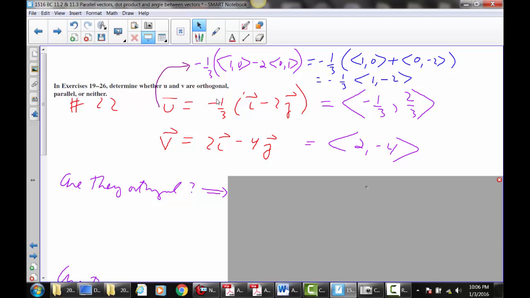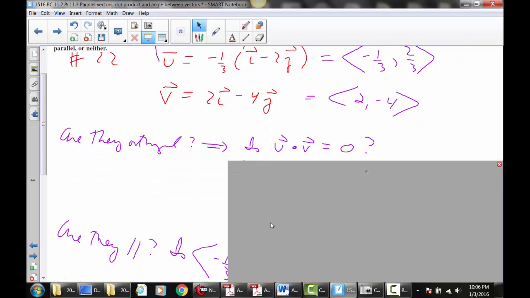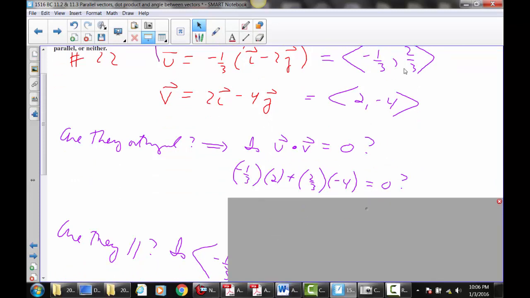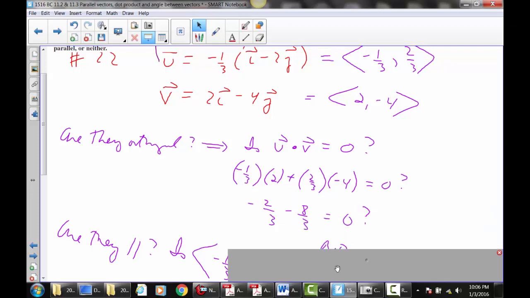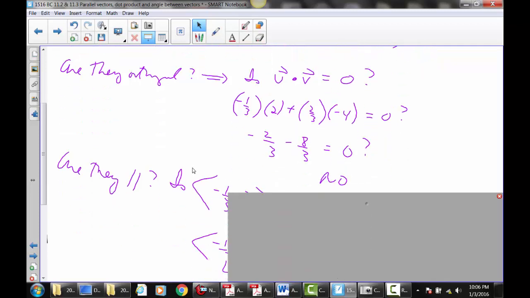Here they're asking you whether the vectors that they give you are orthogonal, parallel, or neither. They give them to you in linear combination form, so I would rewrite it in component form. Same thing here. And if you don't believe me that this is the same, you could always rewrite it. Are they orthogonal? Remember, orthogonal is the same thing as perpendicular, and that's going to happen if the dot product of the vectors is 0. So again, product of the x components plus product of the y components, and it turns out that that is not 0. So they are not orthogonal.